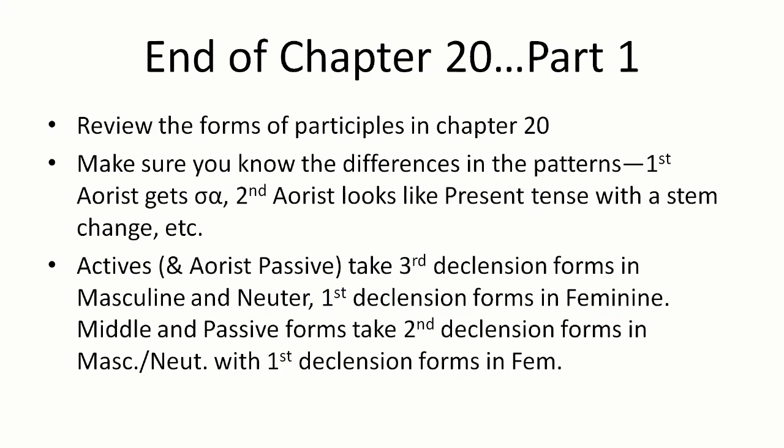Another note on the patterns, you have here the actives, all of your active forms plus your aorist passive is again in with the actives. Those take your third declension forms in the masculine and neuter. They get first declension forms in the feminine. With the middle and the passive forms, they take second declension forms in the masculine and neuter, and again first declension forms in the feminine.